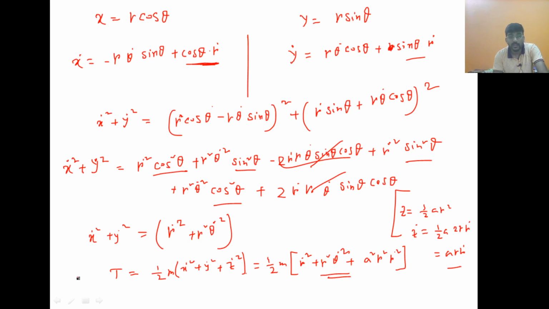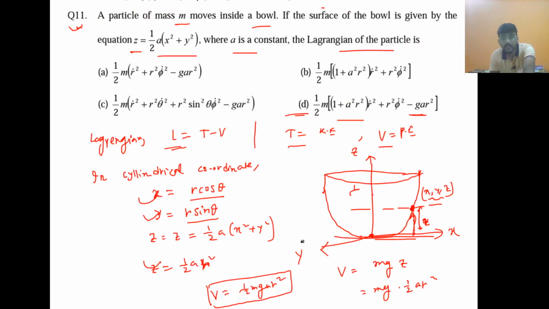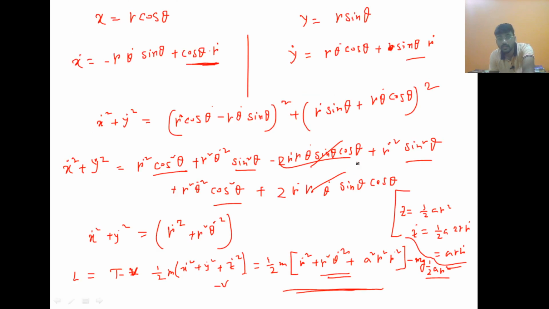If we take it as L, then L will be T minus V. So here will be minus V, that is m g z, and z will be half a r square. Now if we rearrange it, we will get the result. Option D will be the correct one here. Okay, so there was a mistake, please do not mind.